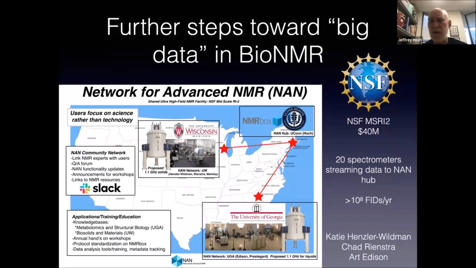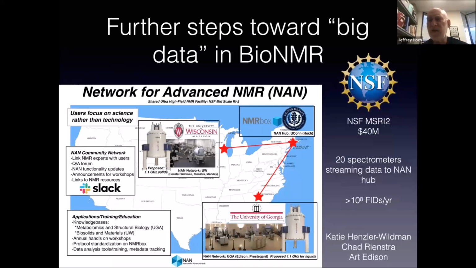Here in Connecticut, we're going to be building what's called the NAN Hub, which is going to be the cyberinfrastructure for getting access. It will help with resource discovery, finding out what instruments might be best suited for a given problem. In addition to those 1.1 gigahertz NMR spectrometers, all the spectrometers at these three sites are going to be connected to this hub. Once fully operational, we'll have about 20 instruments connected.